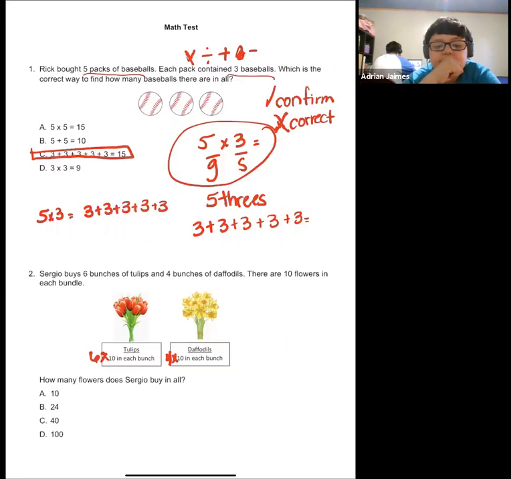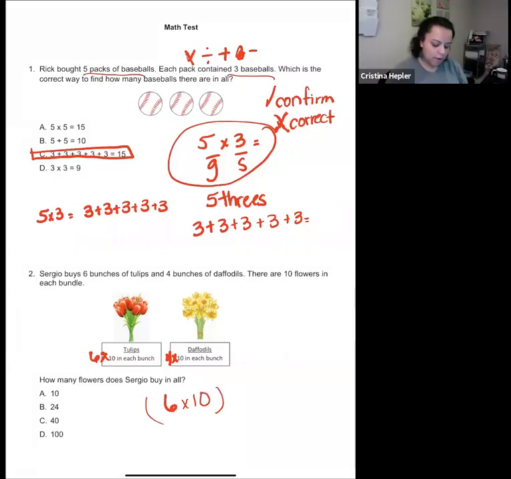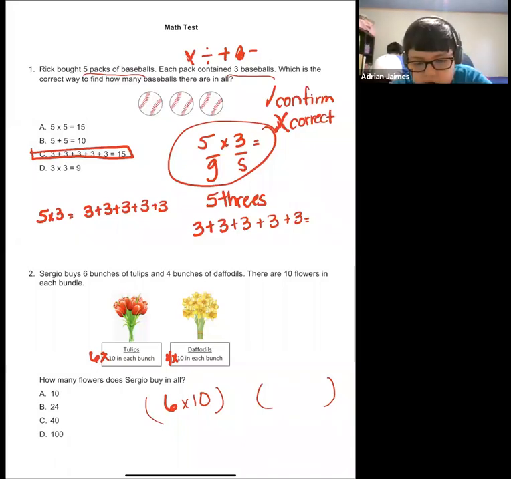Like there's 6 bunches of tulips in one, and in each bunch there's 10. So you can just first put 6 times 10 to know the total of how many tulips there are. Okay, and then what's my second step? To do the other one, then to do the 4 times 10. Then when you get the totals of both, just add them together to get the answer.